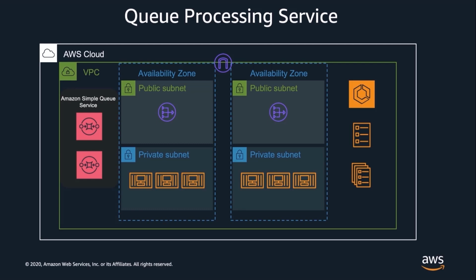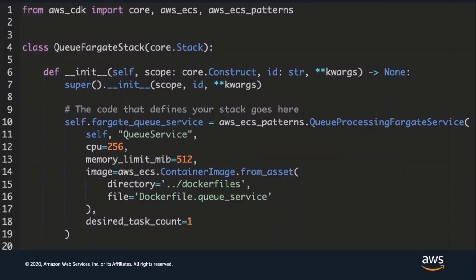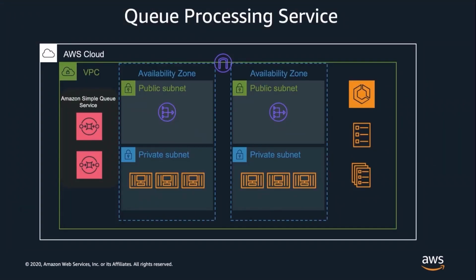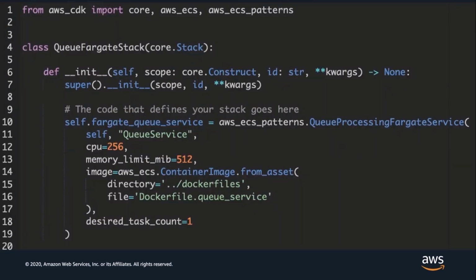Just like last time, I'm going to give you a couple seconds to think about how many lines of code you think it takes to build this environment. Drum roll. Looks like 10 again. This is, again, using that high-level module, the AWS ECS Patterns module, and we're using the queue processing Fargate service construct, which is going to build everything that I pointed out in this environment, in less than 10 lines of code.